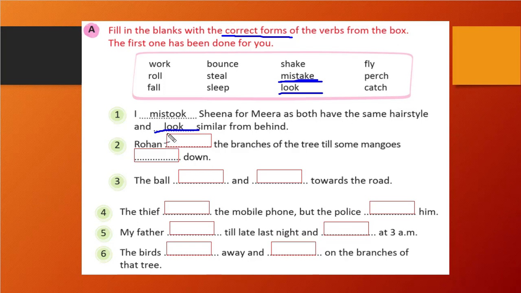So mistook has already happened, and look is different, right? This is happening in a present moment, it is going on. So the simple past of mistake is mistook. And hairstyle and look similar from behind, right? So we need to see which fits properly and in what form we need to write. Okay, so we will see the first one.